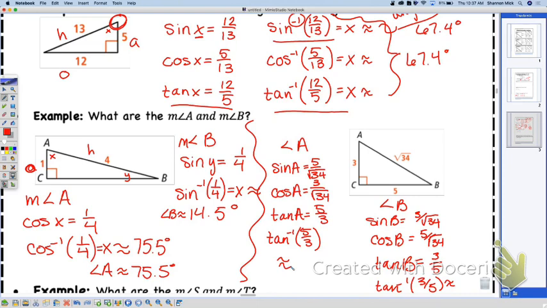So if you were to use sine on angle B, would it be 3 over the square root of 34, right? So it'd be 3 over square root of 34. Yes. Okay.